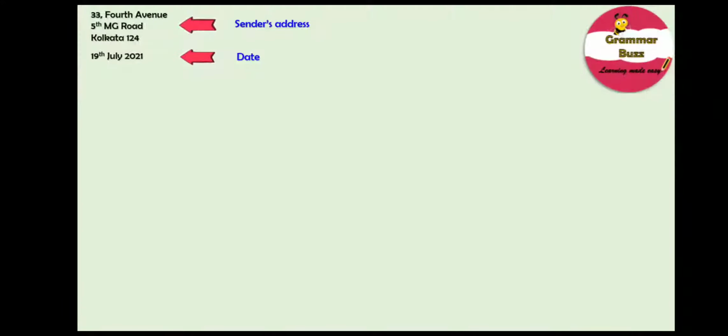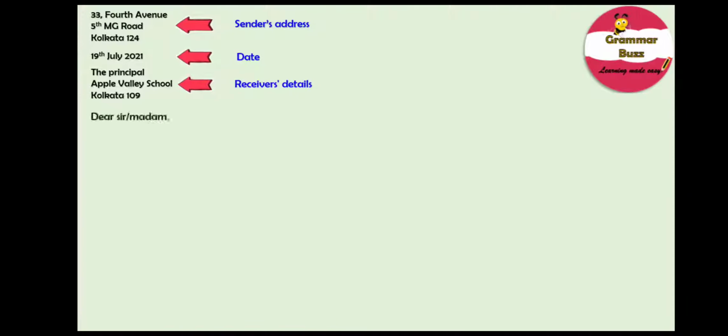After the date, the third step is to write the receiver's details. Here we are writing the letter to the principal of your school. So the receiver's details are, let's say, the principal, Apple Valley School, Kolkata 109. The fourth step is the salutation, which in this case is Dear Sir or Madam followed by a comma. The fifth step is writing the subject of the letter. This letter is about the leave application, so we can write application for sick leave.